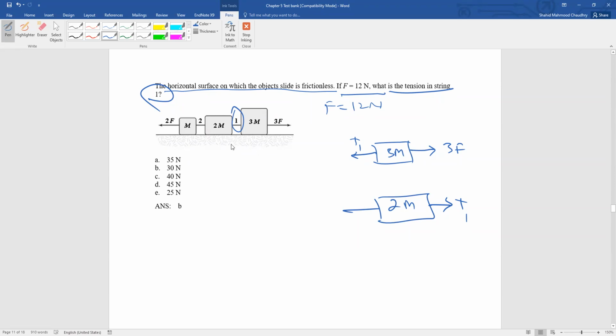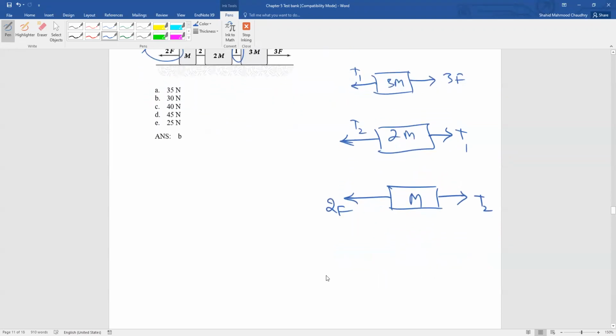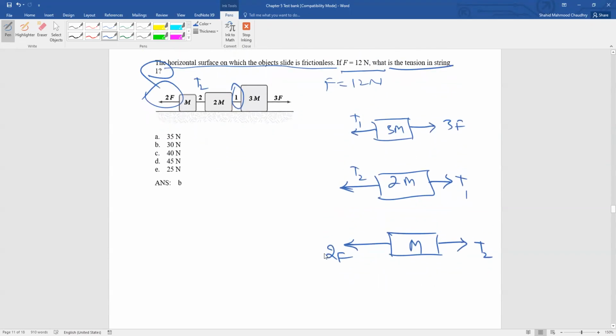Okay. So 2M is here and this is T2. So the T2 will be here. Now I am writing the last mass. Last mass is M. This one is clear. This is 2F. And on this side, this is T2. So this is the detailed way: how forces are acting on the 3M, 2M or M masses. You can label these forces like this.